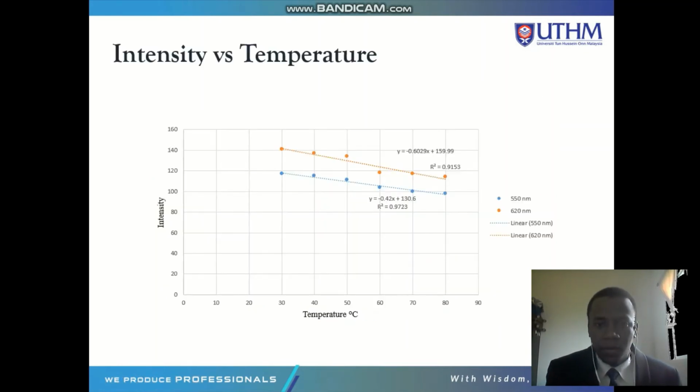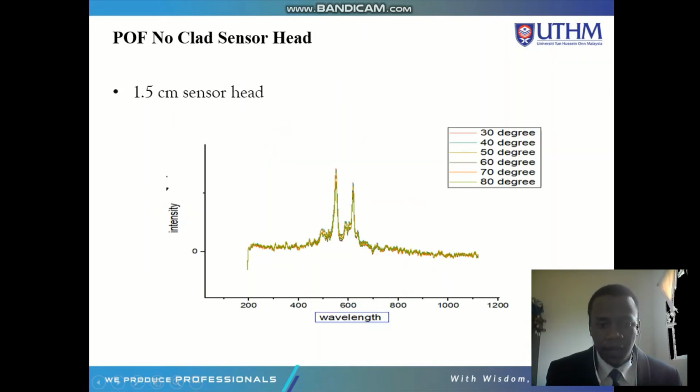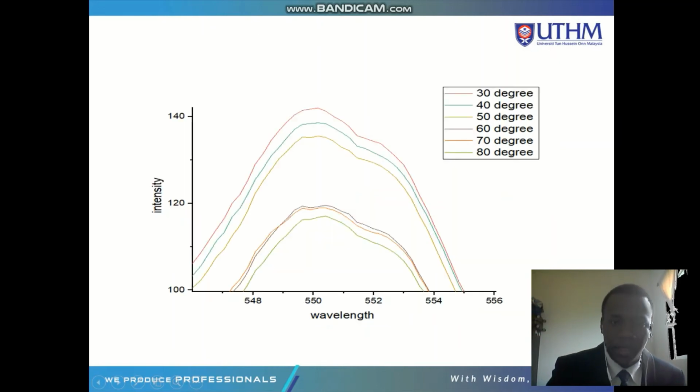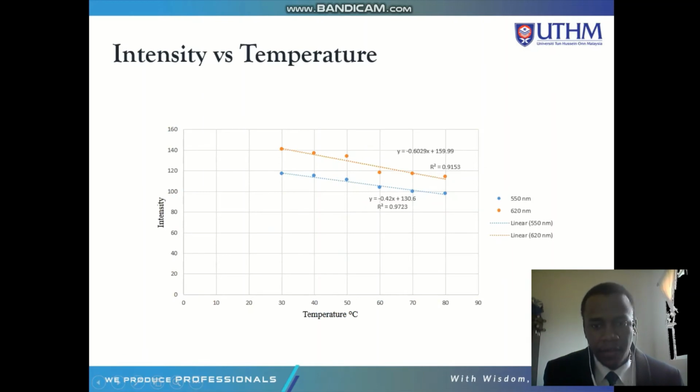So from here, this is the graph. We use 550 nanometer and 620 for the wavelength, which is here 550 and the 620, and then the intensity we check. Yeah, we can see this is our graph. This is the 550, and this is the 620 nanometer. And then we see that when the temperature increases, the intensity decreases.